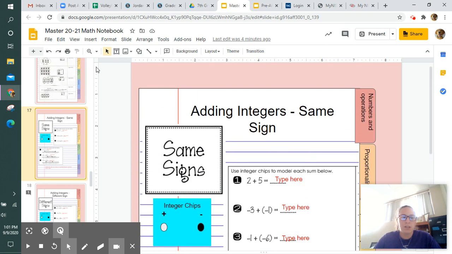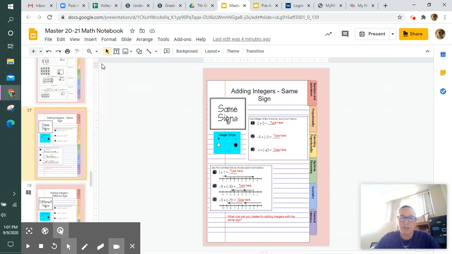Today we are going to be talking about adding with the same sign. Okay, adding integers with the same sign.